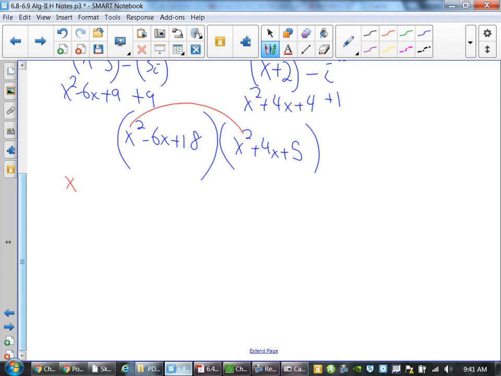Send it over. We have x to the 4th minus 4x cubed plus 5x squared minus 6x cubed minus 24x squared minus 30x plus 18x squared plus 36x plus 90. Why is it negative 4x? Should it be positive? I get what you're saying. I thought that. No, that's okay. Good try.